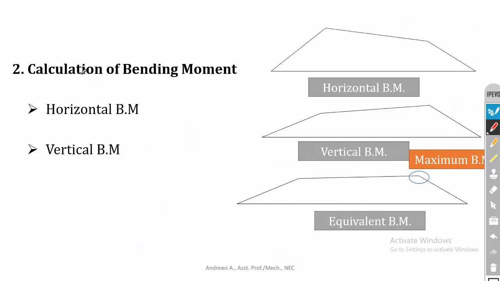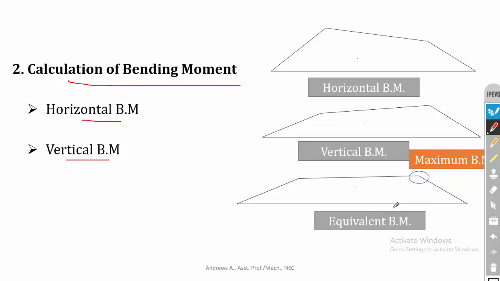Then the second step is calculation of bending moment. Using the horizontal loading, you can draw the horizontal bending moment. Then by considering the vertical loading, you can draw the vertical bending moment. We know how to draw the bending moment diagram for a simply supported beam. Then by combining the horizontal and vertical bending moment, we have to draw the equivalent bending moment.